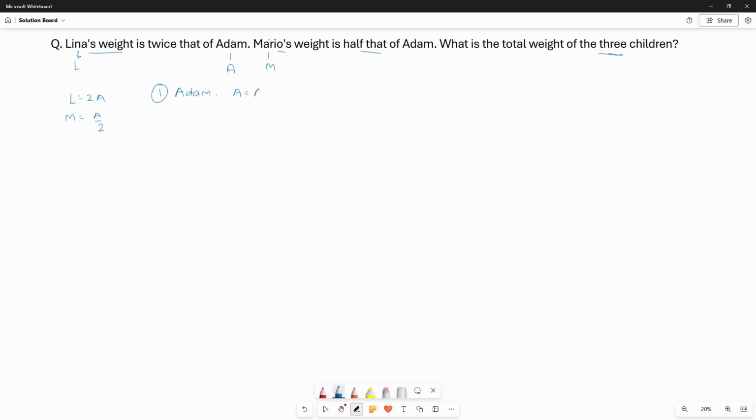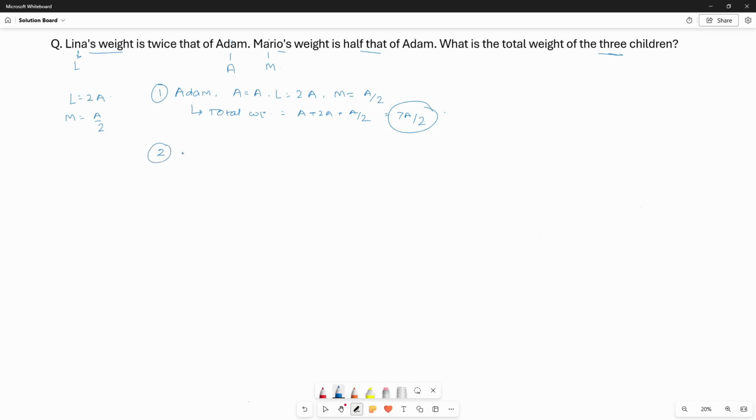So we have the first case here where we know the weight of Adam, then Lina's weight is 2A and Mario's weight is A over 2. So from Adam's perspective, the total weight is equal to A plus 2A plus A over 2. That is 4A plus 2A, 6A, plus A is equal to 7A over 2. This is the first case.